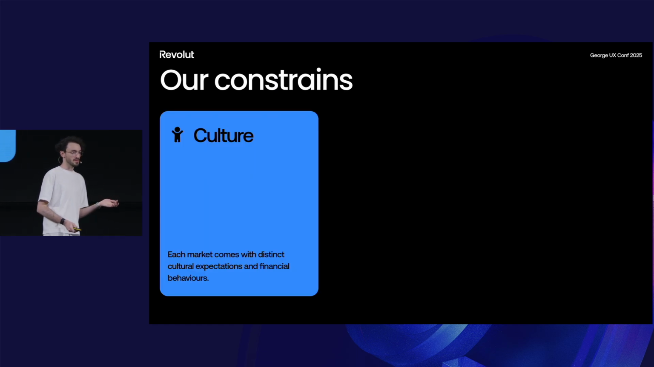On top of that, we've got some constraints. The first one is that we need to be aware of the culture of every market in which we operate. There are ways of doing things, there are expectations from the user. We cannot ignore that when building a product.